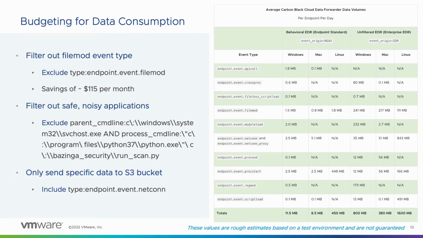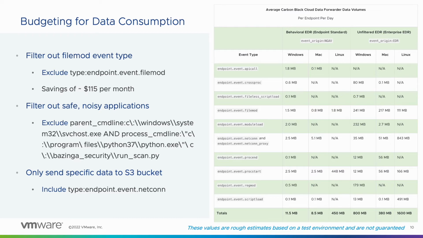Here you can see a table containing estimates of the average Carbon Black Cloud Data Forwarder data volumes per endpoint per day. This table allows us to roughly estimate the cost of storing our Carbon Black Cloud data and provides insight into the types of events we can filter out in order to stay within our organization's budget.